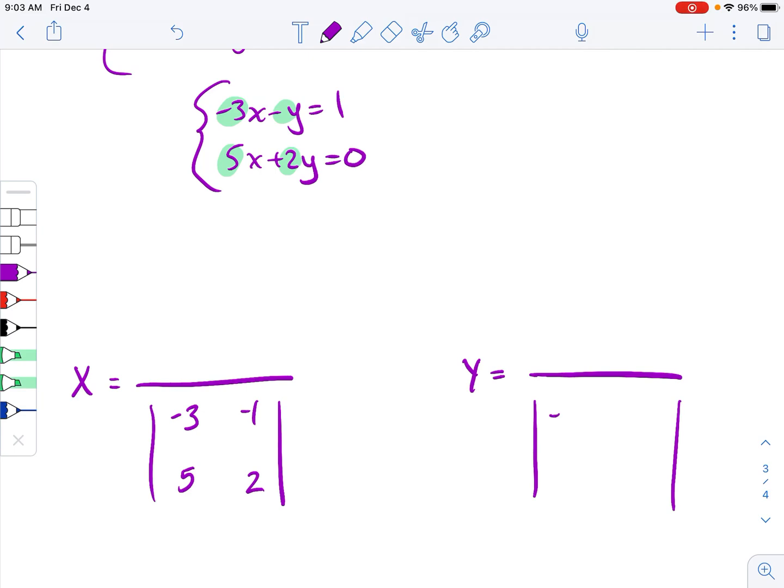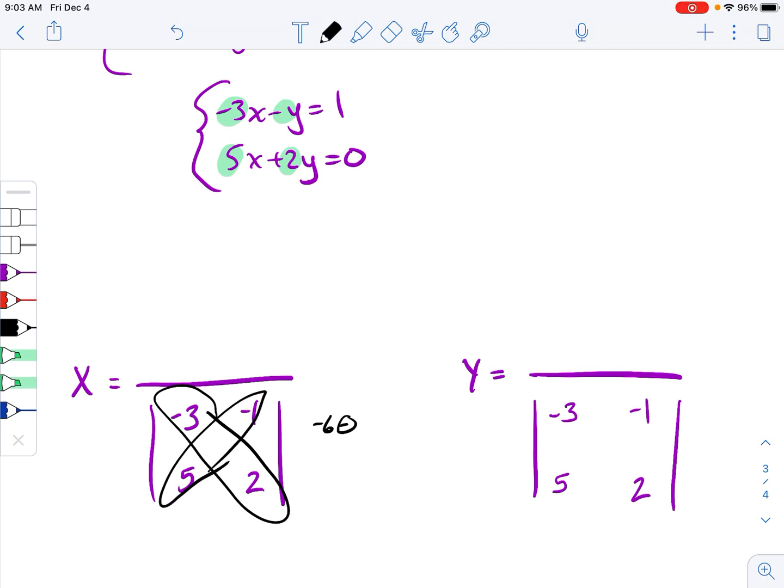And so I take my x coefficients, negative 3 and 5, and I place them in the same order as they appear in my equations. And now to solve that, I will take this diagonal, which is negative 6, and I will subtract this diagonal, which is a negative 5. So the resulting denominator is negative 6 plus 5, so my denominator is going to be a negative 1. Now I should just double check that over here and just make sure that I still get a negative 1, just to make sure I didn't make any errors with my calculations.